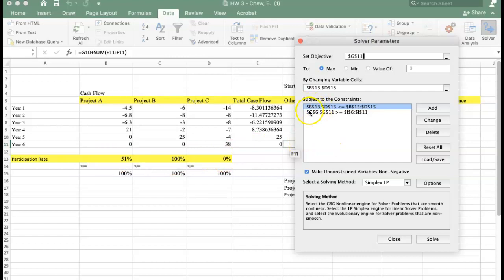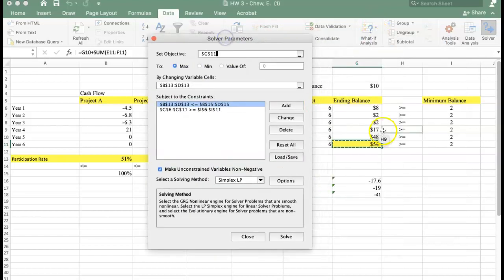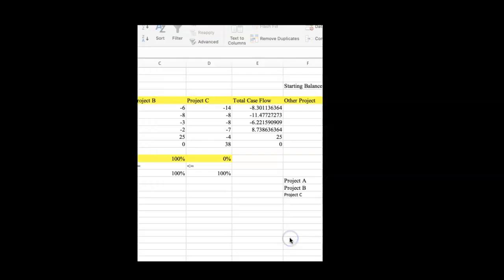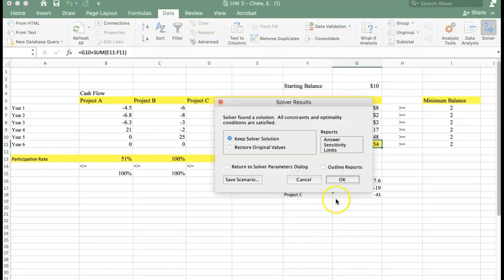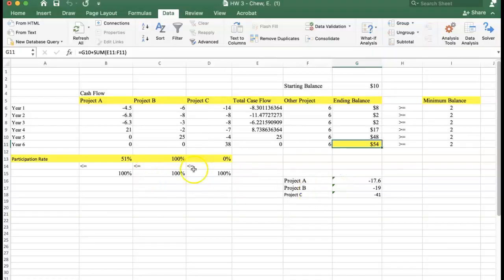Okay, and then here I have my G6 all the way over here. I have my G6 saying that it's got to be greater than that $2 million balance. I'm going to just go ahead and push solve. It's going to come up and say the same thing that hopefully I had previously. Yep, 51%, 10%, $50 million.